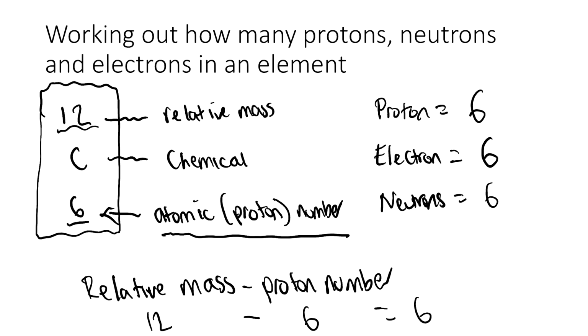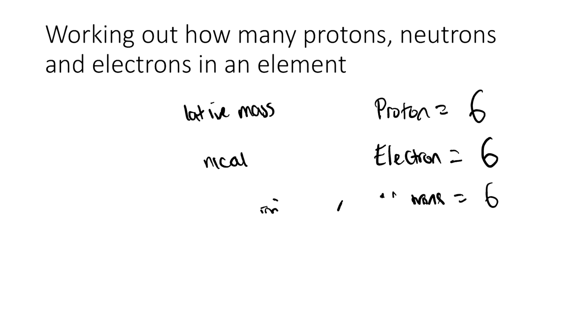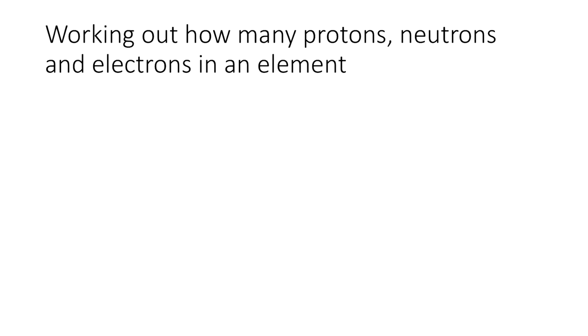Now we'll do one more of those very, very quickly, and then I'll give you some questions for you to get on with. So let's do fluorine. Okay, so fluorine has this on the periodic table. So when you look at fluorine on the periodic table, you find this. Okay, remember, this is the mass number, this is the chemical symbol, and this is the proton number.